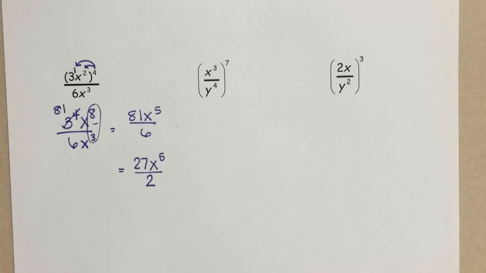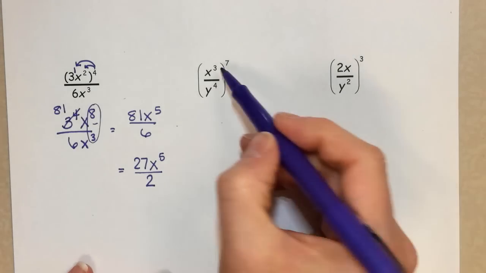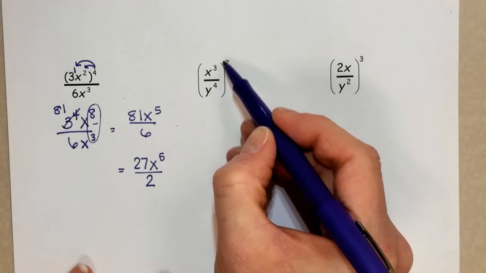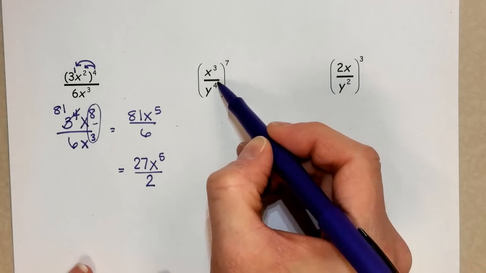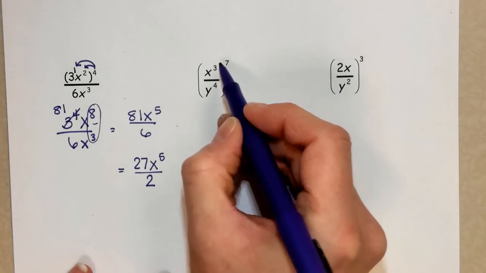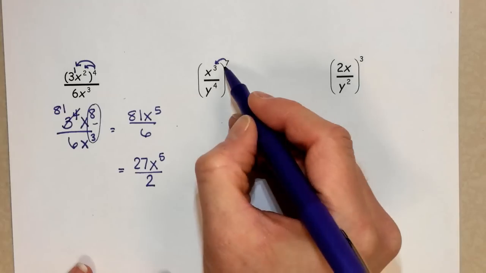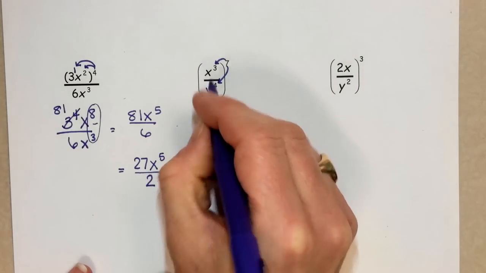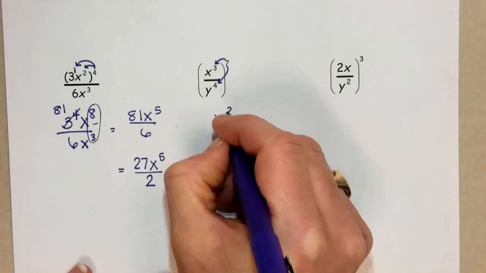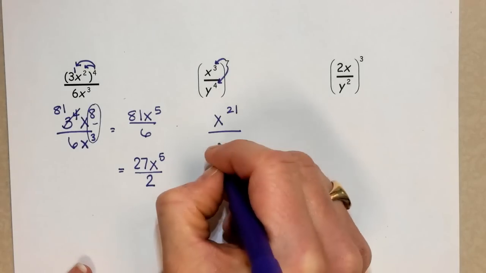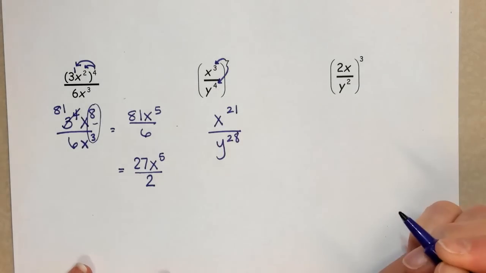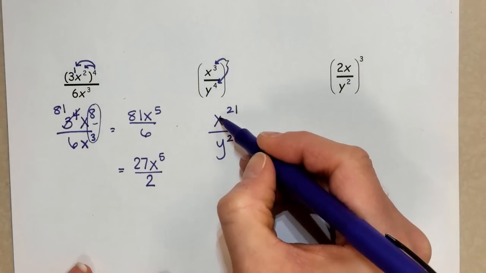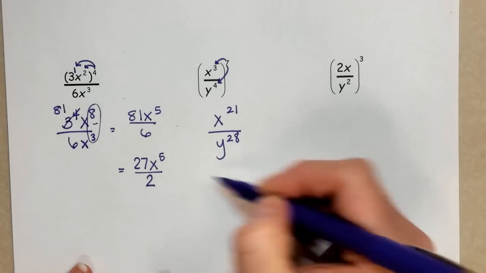Okay, I think that was the most difficult one we have. I have this one on here to remind you that everything in the parentheses will receive this 7 exponent on the outside, even if it's a fraction. This 7 is going to multiply by every exponent in the numerator and the denominator. So this would be 7 times 3 is 21, and 7 times 4 is 28. Please be aware that you cannot subtract the exponents because the bases are different. So this is the end of the problem.